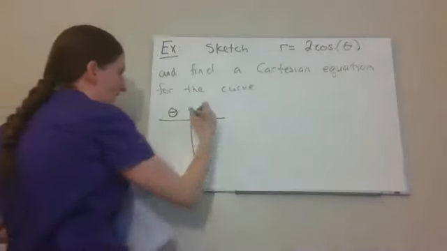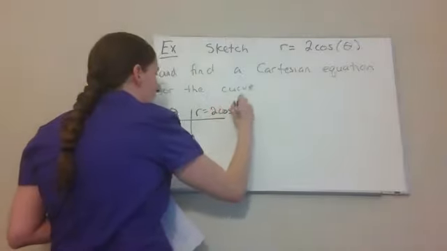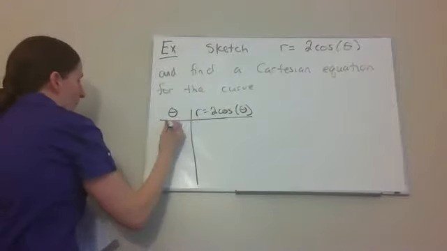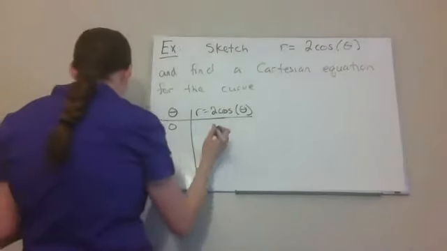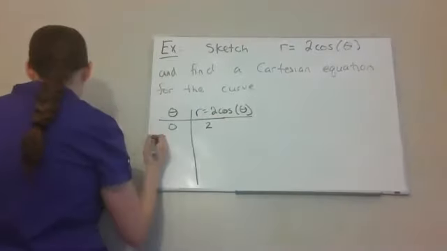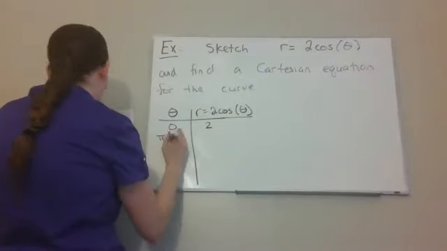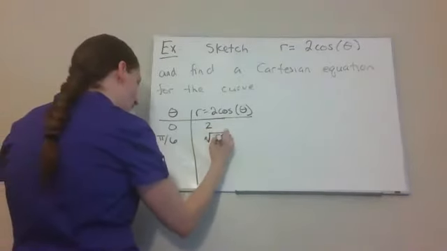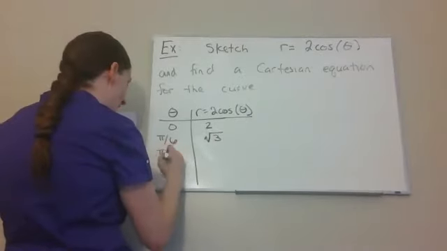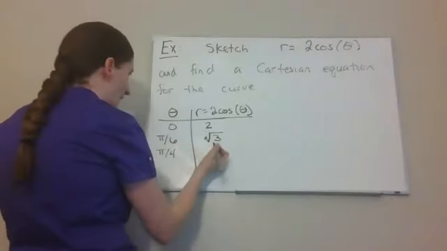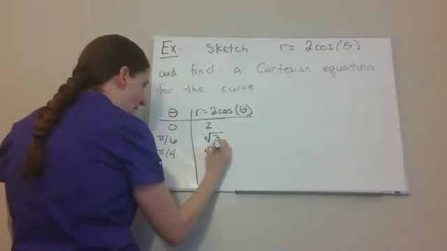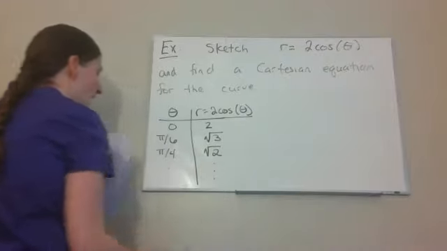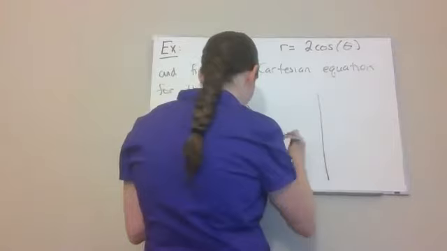I have my theta and I have r is 2 cosine of theta. And of course, you should pick values for theta that are pretty easy to work with. For example, theta equals 0 would get me r equals 2. If I do theta is pi over 6, I'm going to get r is equal to a square root of 3. If I choose theta as pi over 4, well then cosine of theta is square root of 2 over 2, so my r is going to be a square root of 2, and so on. And you would just keep plotting different points.